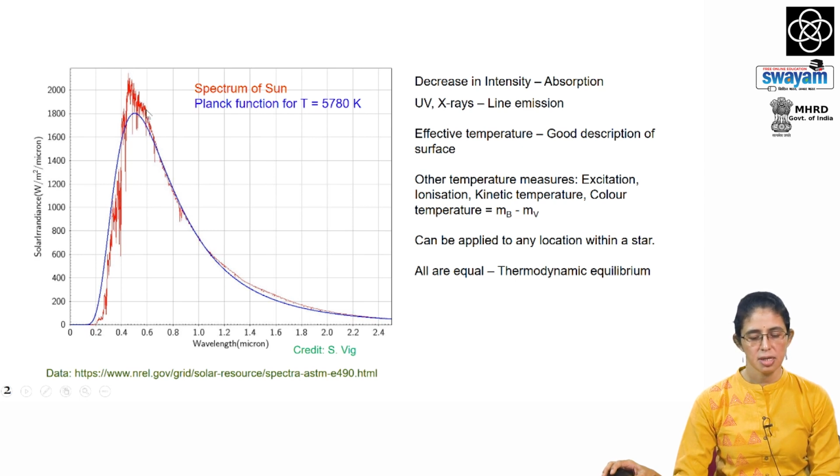This decrease in intensity is related to the absorption of photons. Apart from the effective temperature of the sun, there are other measures of temperature in a star. That could be excitation temperature, ionization temperature, kinetic temperature, or color temperature, which relates to the ratio of fluxes corresponding to a black body function. These temperatures are applicable to any region in a star, and when all of them are equal, then it is said to be in thermodynamic equilibrium.